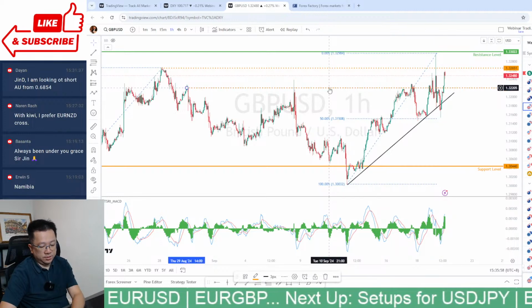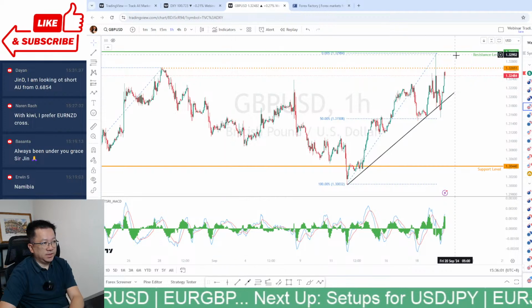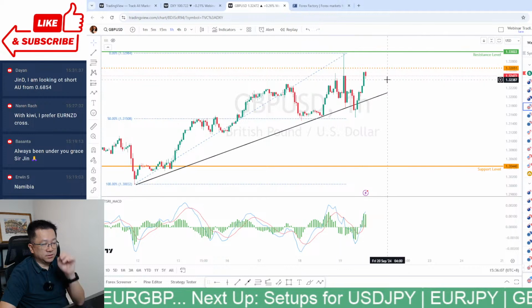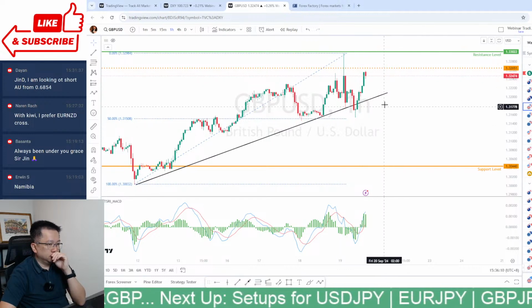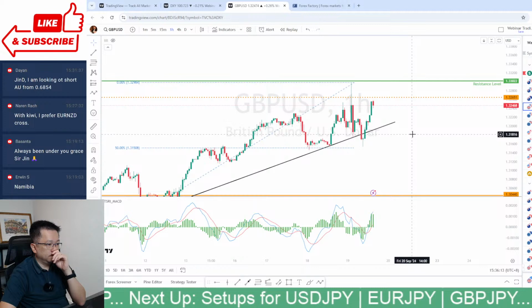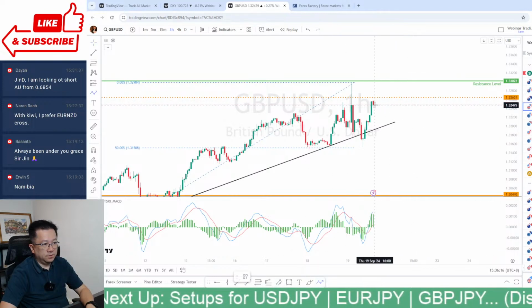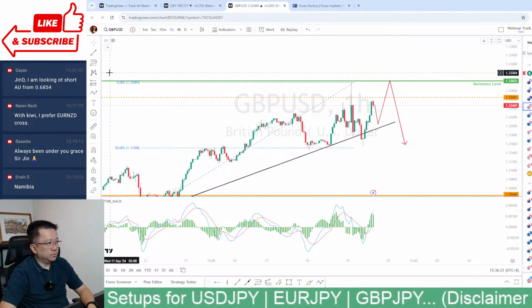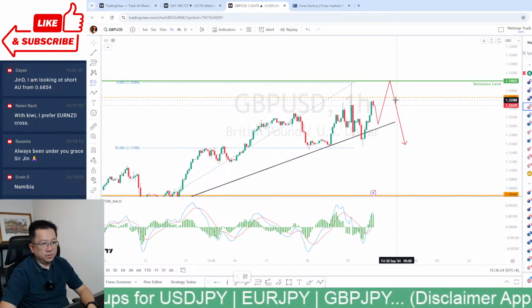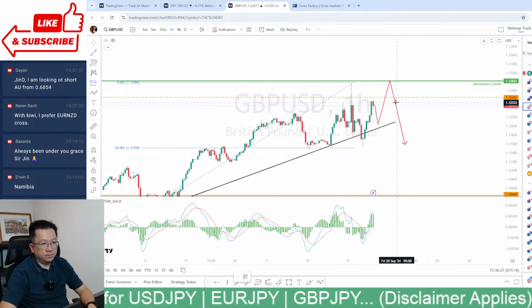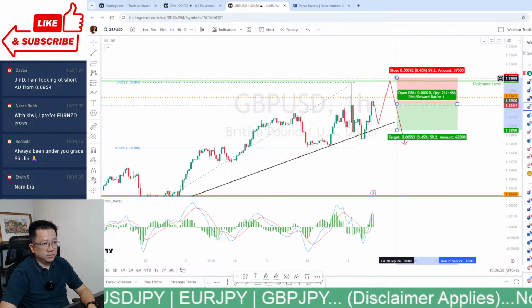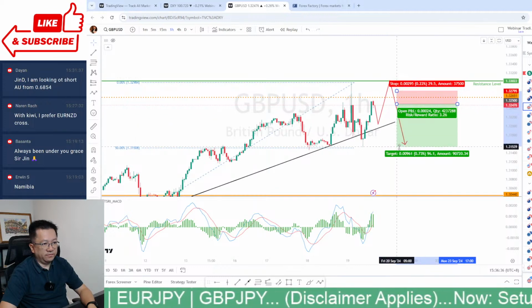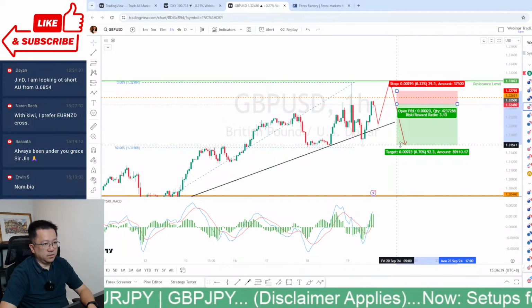Okay, I don't need that. I want to clear out some lines. That's my resistance area. So it tested up, came back down. It's likely that we're going to see it do that, and then I want to see it break. So I would like to go 1.3250. Stop loss would be 30. Take profit, you would have 100 or 90 to the downside.